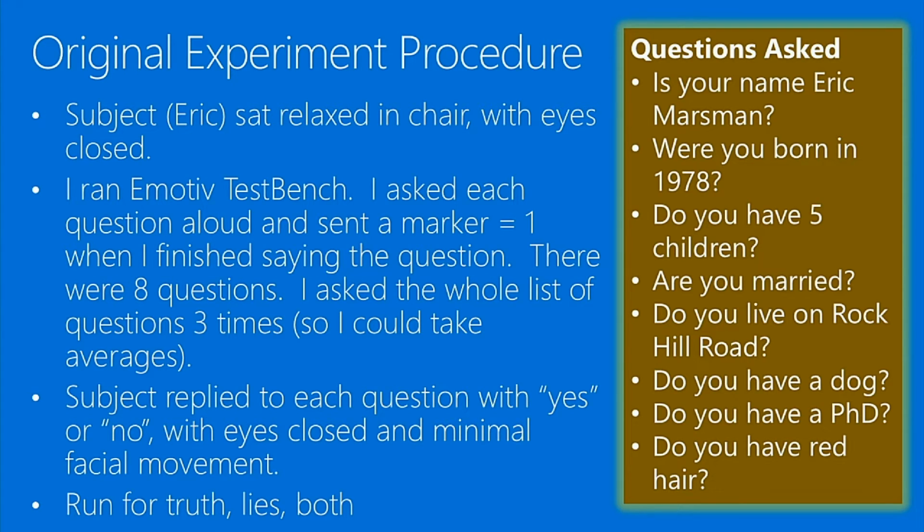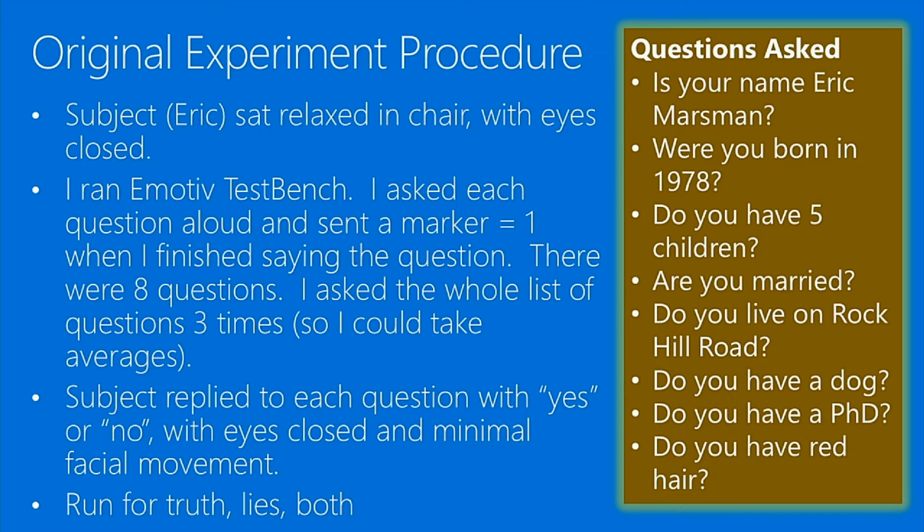And when I asked the question, I made sure to mark. So I annotated the data using the Test Bench software to say, okay, here's when I started asking the question, or here's exactly where he was answering the question. So when I finished saying the question and he was responding, I would hit a 1, so I could zero in on just that data out of all the time series, kind of zero in on when he was actually telling the truth or lying.